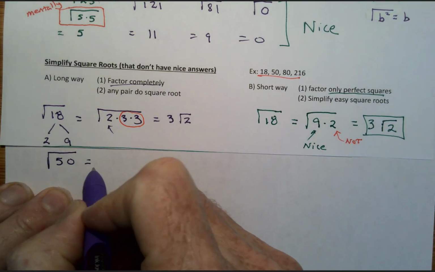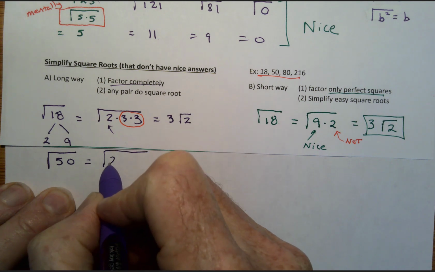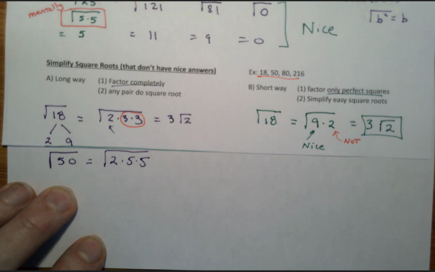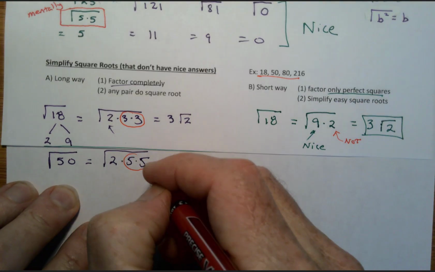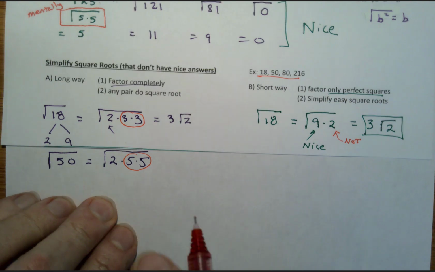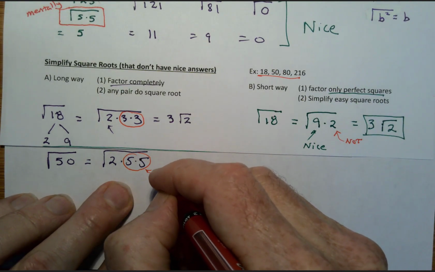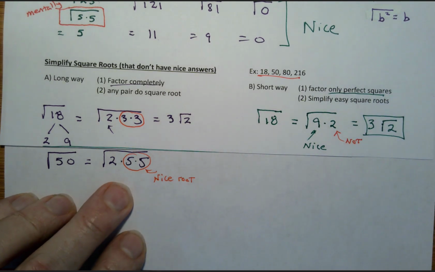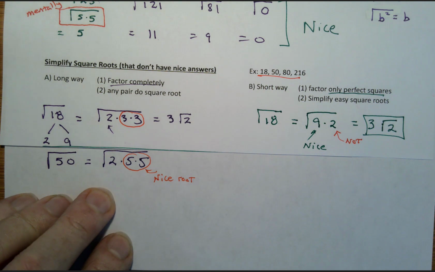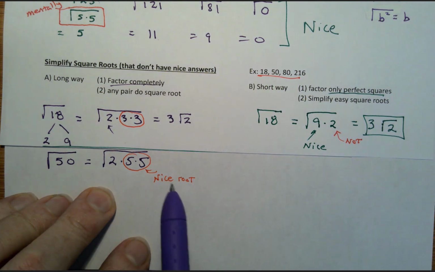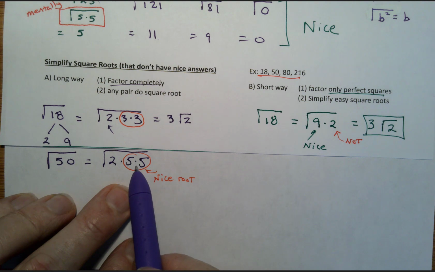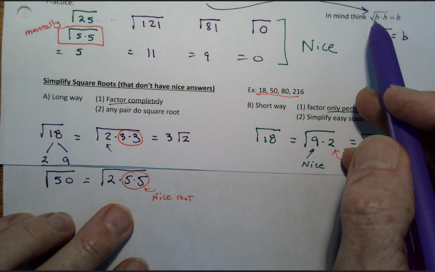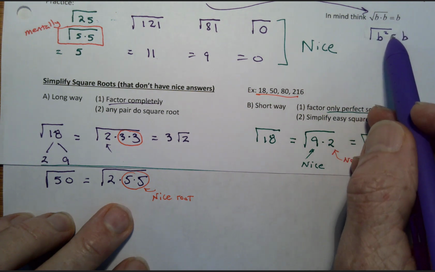Now I'm going to put them in order. There was a 2 times a 5 times a 5. Okay, so that's completely factored, and I see a double factor of 5, 5 times 5, which has a nice square root. A nice root. Now the square root of 2 doesn't. I cannot take the square root of 2. That is stuck. But the square root of 5 times 5 is 25. The square root of 25 is 5. And that's this idea here. Square root of b times b is b, or the square root of b squared is b.